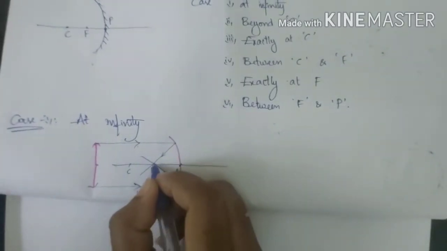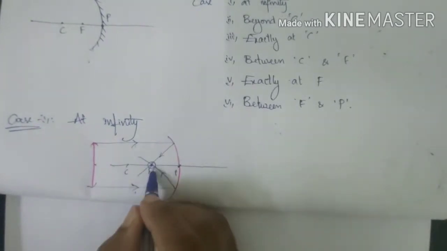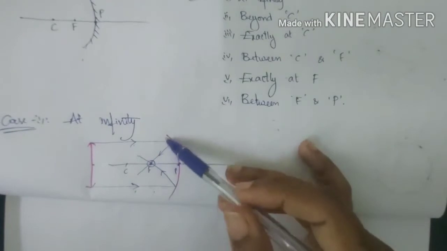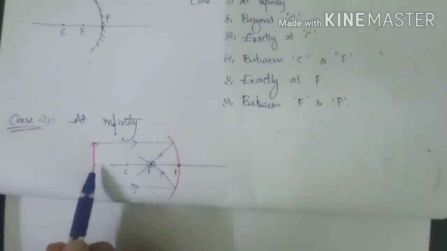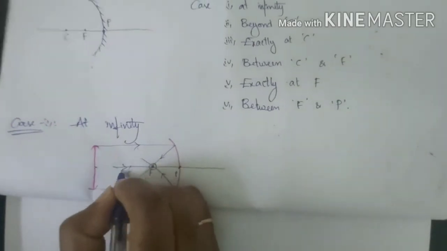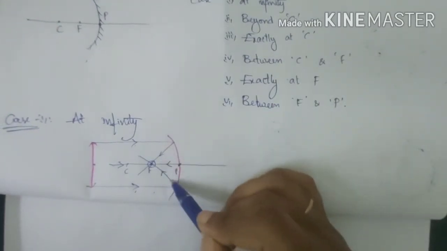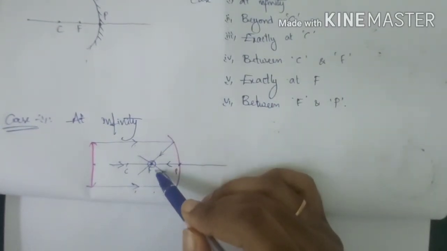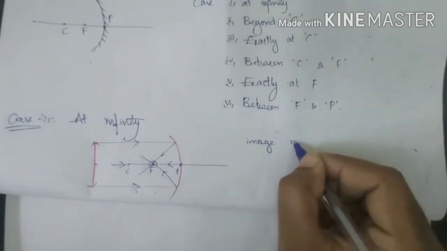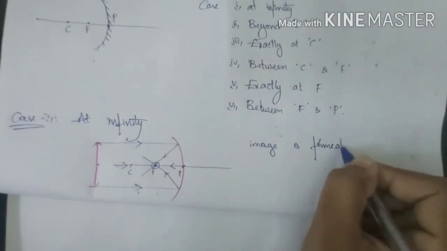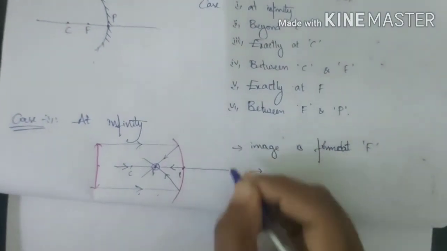Which means the object will form an image exactly at F. Here we all know that as we are taking 3 different rays, they will be collected here. And there is one more thing: when the light falls through the center of curvature, then it traces the same path. So these 3 rays are getting converged at this point, making the image form over here. So the image is formed at F, and the image is point sized.